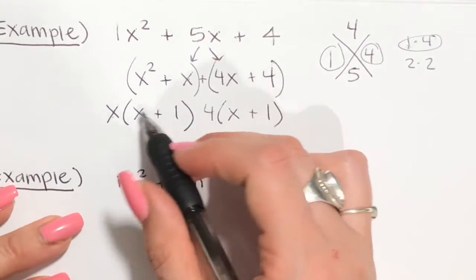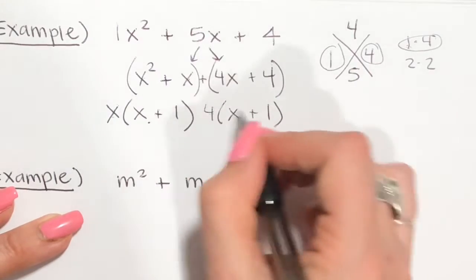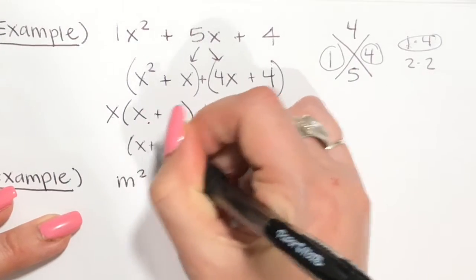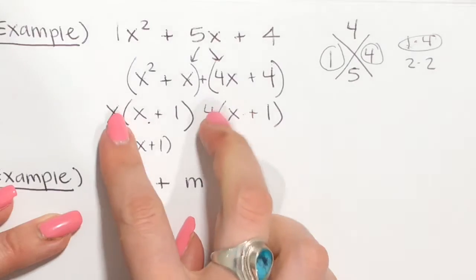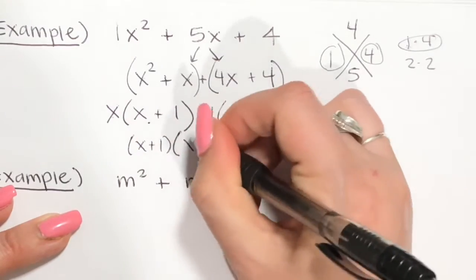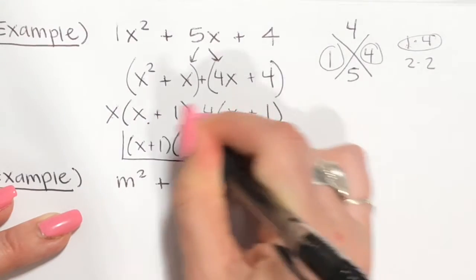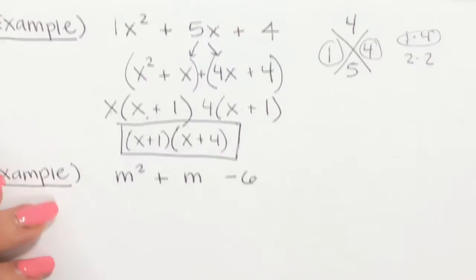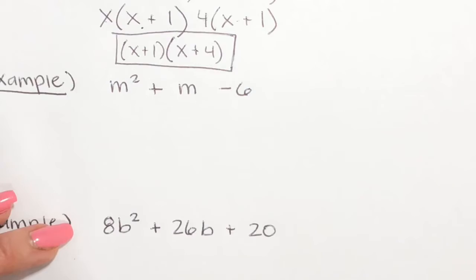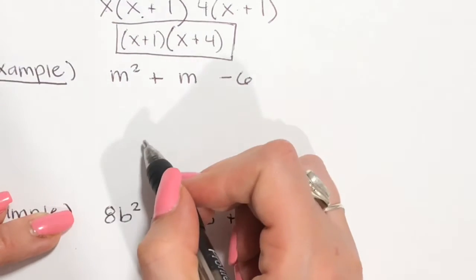So now to write our answer, you're going to take one of the matching parts, x plus 1, and then the leftover pieces go on the inside of the new parentheses, x plus 4. That's your answer. Let's do another one. Got some m's this time, but it works the same way.